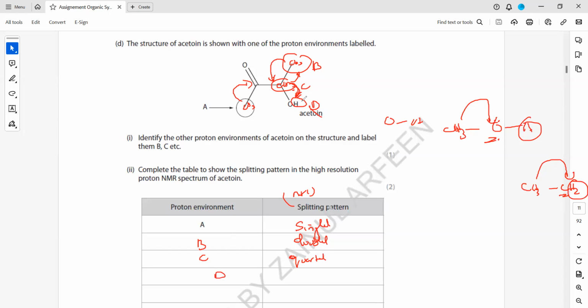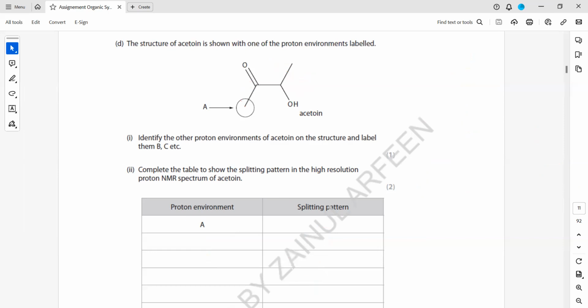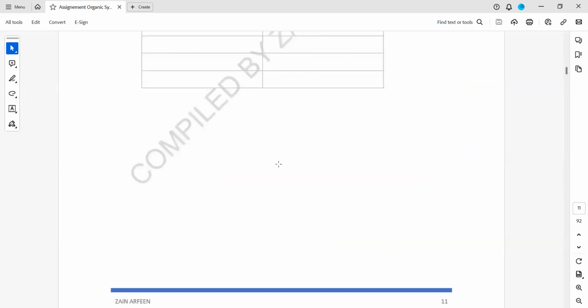And for D, as I mentioned, this OH hydrogen cannot couple, as the neighbor does not have any hydrogen. Students consider if it is written CH3, then we consider this as neighbor. No, we check this hydrogen's neighbor. The oxygen prevents it from coupling. So again, 0 plus 1, it will be a singlet. So there will be two singlets, one doublet, and one quartet. So this was question 3 from organic synthesis.